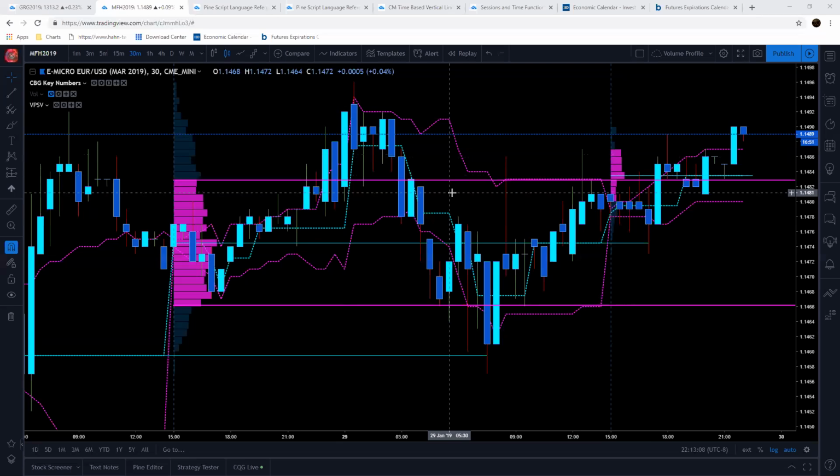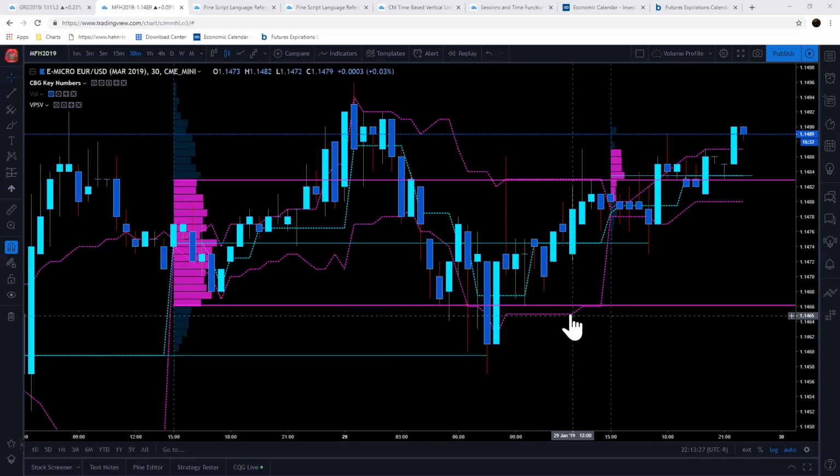I have this set to 30-minute bars, as recommended by the infamous Jim Dalton, and I'll show you some things I've added to the bars as well to help make trading a little bit easier. The flowing magenta lines are the developing value area.